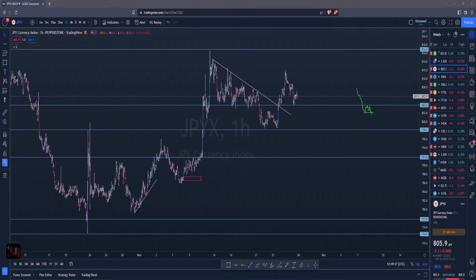Why is this always showing up on the chart, man? I'm deleting this drawing. Go away.